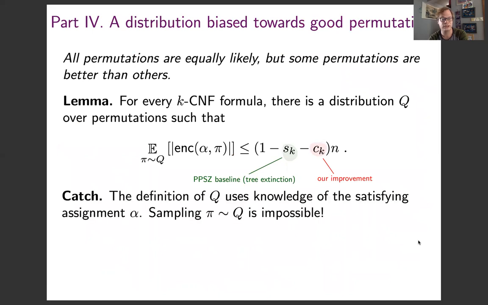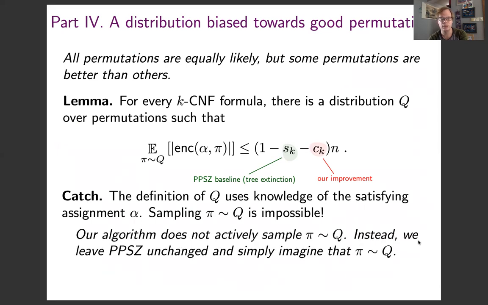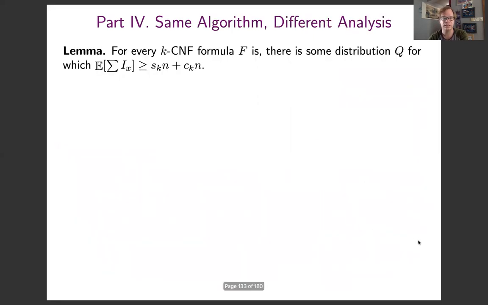But there is a catch. The definition of Q uses knowledge of the assignment alpha. So what you do, we leave PPSZ unchanged and we imagine that it samples pi according to Q. So what does it mean?